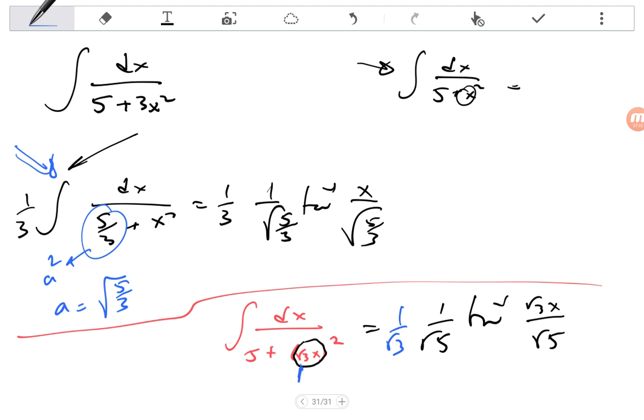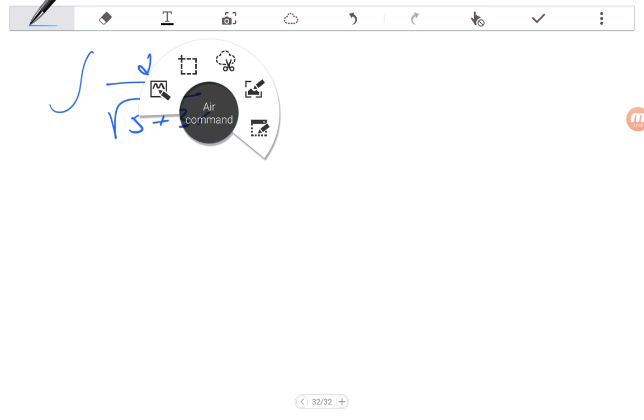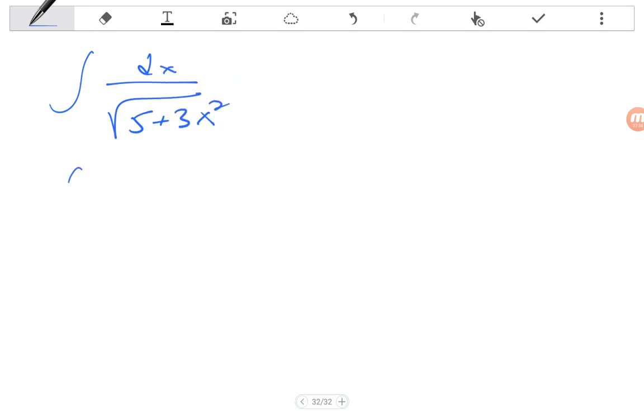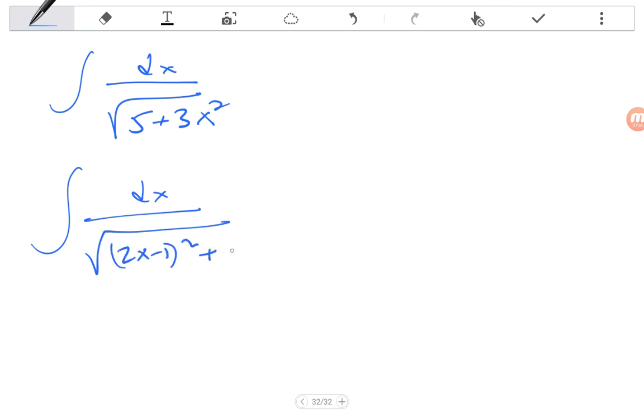So that is applied for any expression like this, dx over 5 plus 3x squared, for example. Integration of dx over root of (2x minus 1) all squared plus 7, and so on. All of these I can deal with, just as we did before.